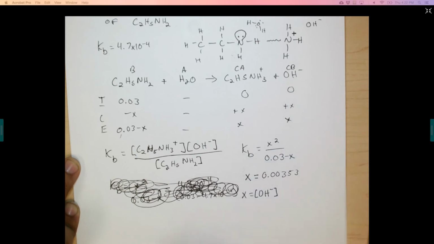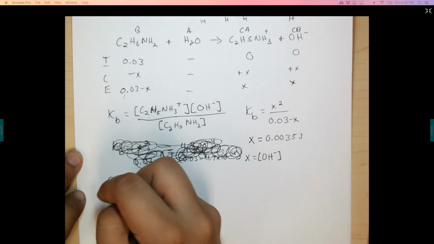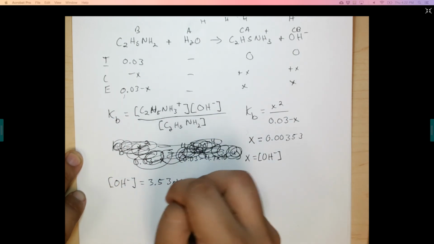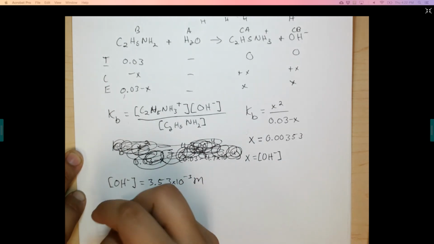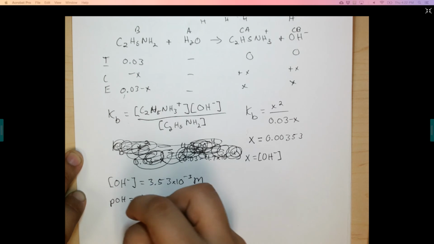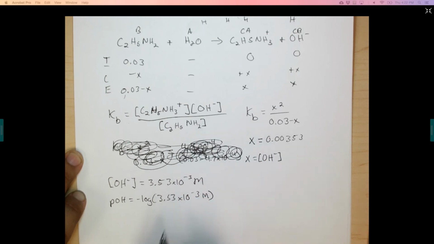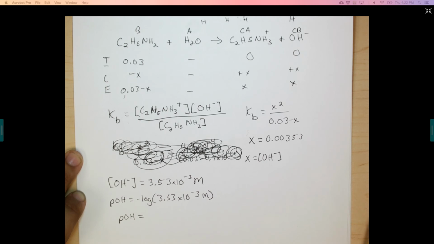And therefore, the hydroxide ion concentration is equal to 3.53 times 10 to the negative 3 molar. We can then determine pOH by taking the negative log of this value, 3.53 times 10 to the negative 3 molar. Now, a lot of people are going to make a mistake and take the negative log of this value and report that as pH. This is pOH because we're dealing with hydroxide. So once we do that math, we get a pOH value of 2.45.